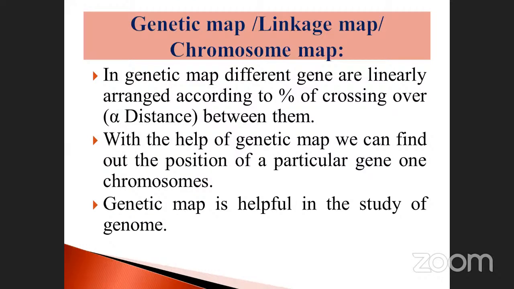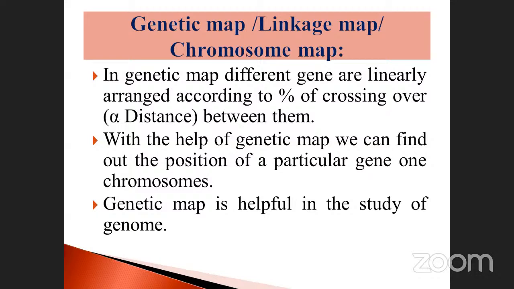See here, first we should know what a genetic map is. In a genetic map, different genes are linearly arranged according to the percentage of crossing over. The percentage of crossing over is denoted as the distance between them. It is a graphical representation of the arrangement of the genes in a chromosome, also called a genetic map.